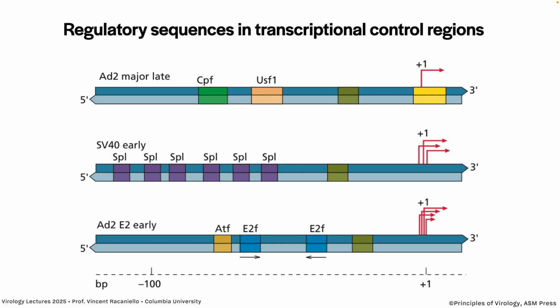So regulatory proteins bind these sequences and regulate transcription. We're not going to go into those in very much detail, but they are present in order to regulate the extent of transcription. Here's the SV40 early promoter. This one has 3 start sites and a bunch of upstream regulatory sequences.